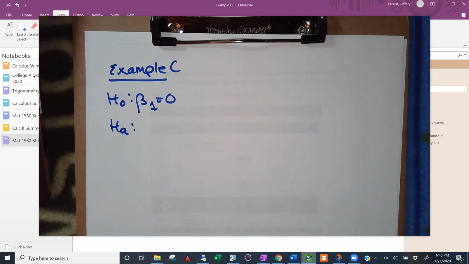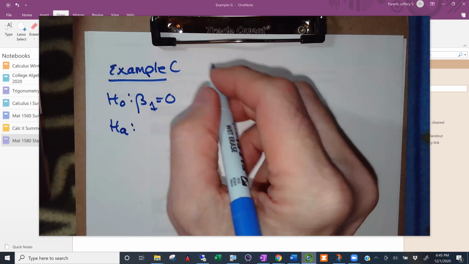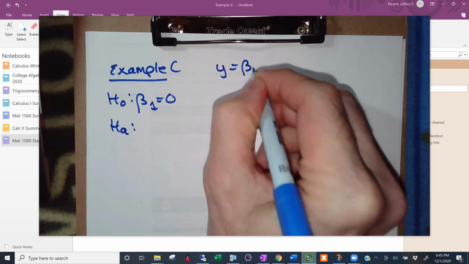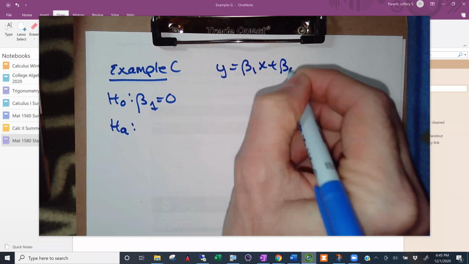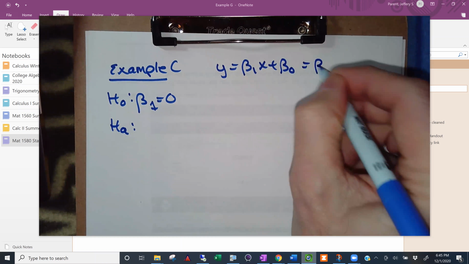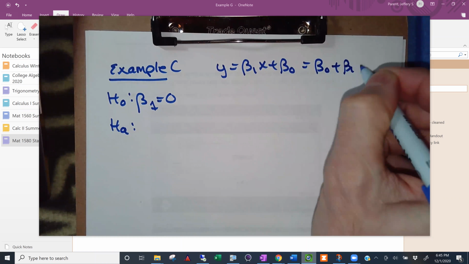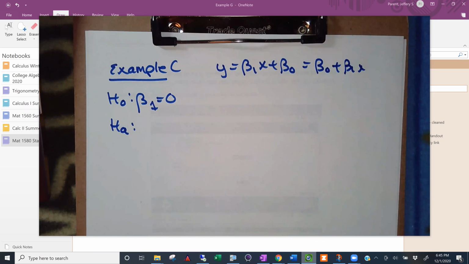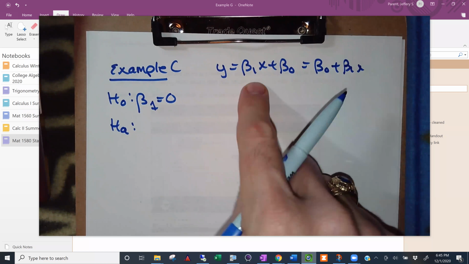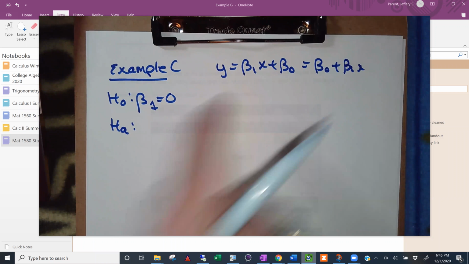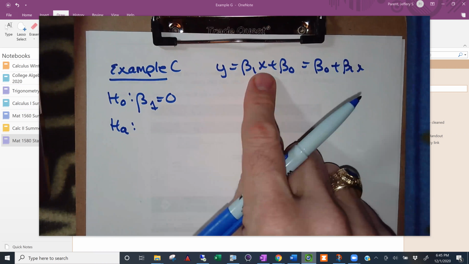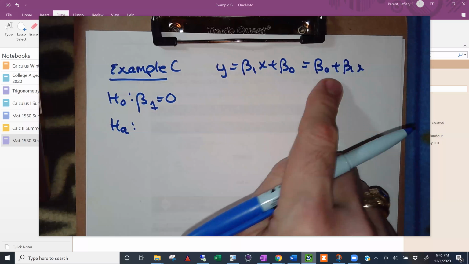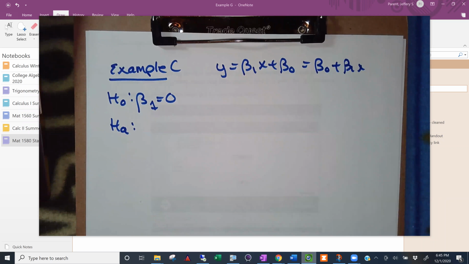Beta 1 equals 0. Now let's think about the model here. Y equals beta 1 x plus beta 0. Keep in mind the author is going to write it the other way: beta 0 plus beta 1 x. I don't know why, it greatly offends me, but I mean, no, I shouldn't say that. That's the way I think it should be, but apparently other people have different ideas. No big deal.